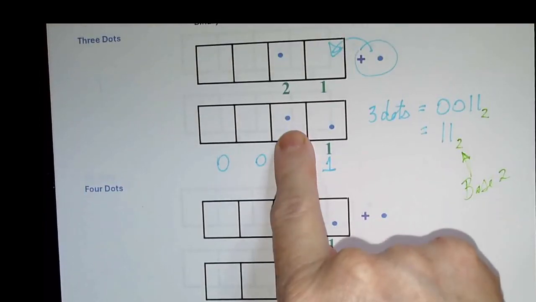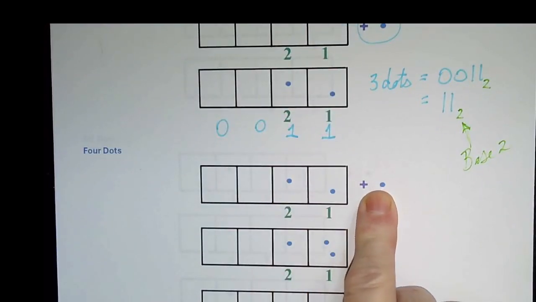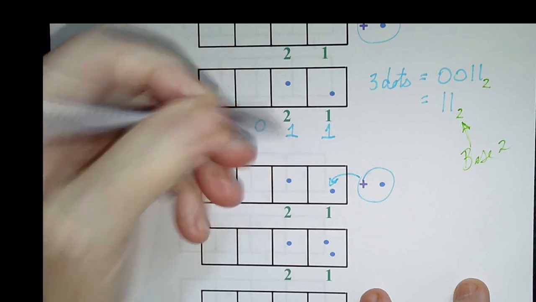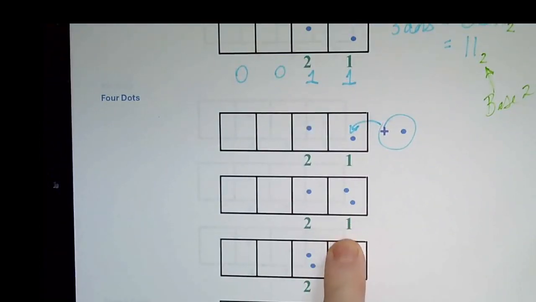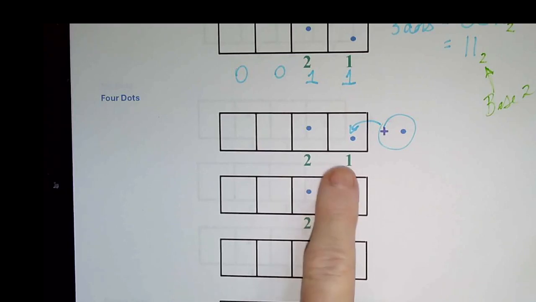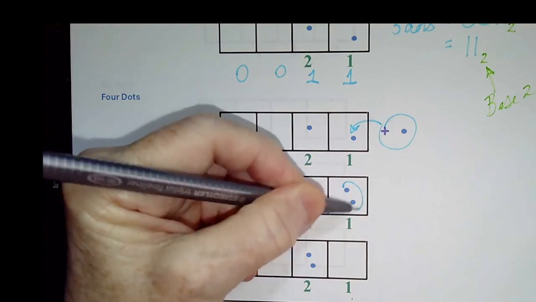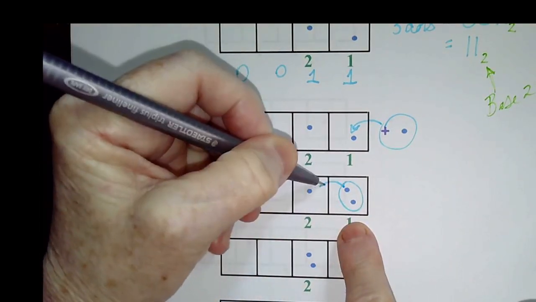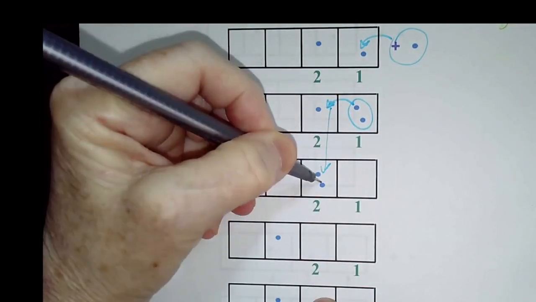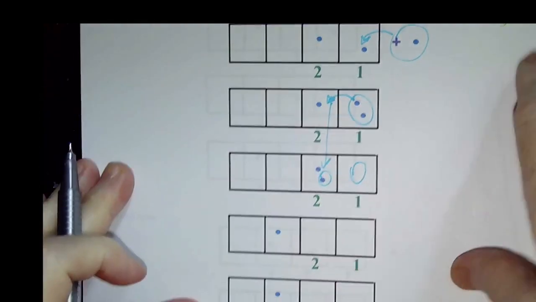Well, let's start with 3 dots. So let's start with a 1 and a 2 and add another dot. So we've got 4 dots in total. This new dot goes in the 1's place. And now we've got 2 dots in the 1's place and 1 dot in the 2's place. But we can't have 2 dots in any box. So these 2 dots in the 1's place will collapse into a new dot in the 2's place, and we've got 0 left over in the 1's place.